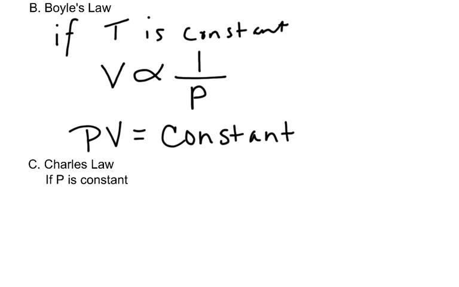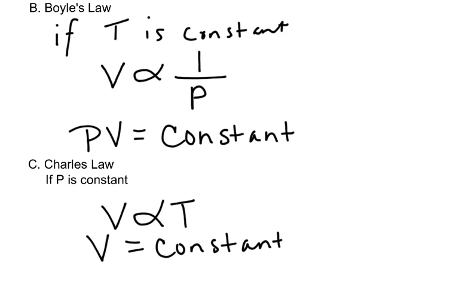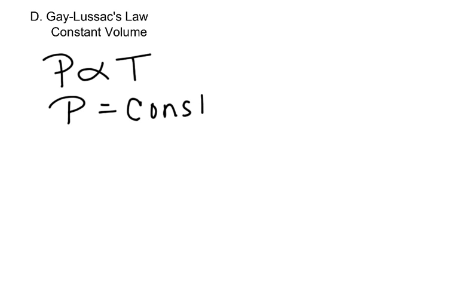Now, Charles' law says if the pressure of a substance is constant, then the volume is directly proportional to the temperature. In other words, we can say the volume is equal to some constant multiplied by the temperature. And lastly is Gay-Lussac's law. If you have a constant volume of a substance, the absolute pressure is directly proportional to the temperature, or the pressure is equal to some constant multiplied by the temperature.